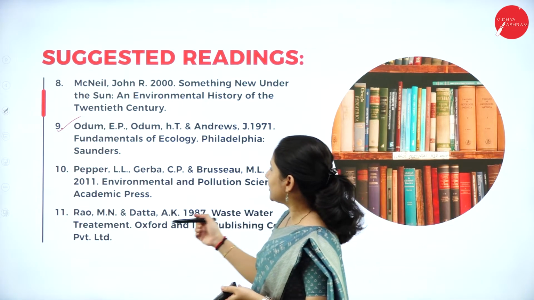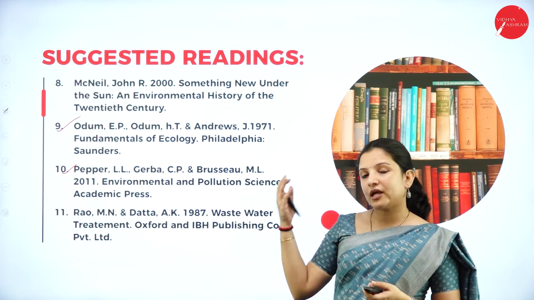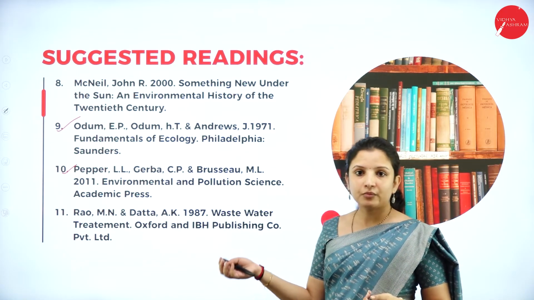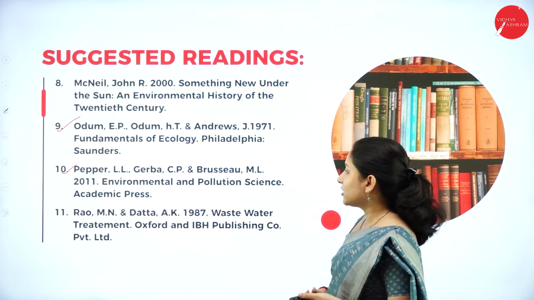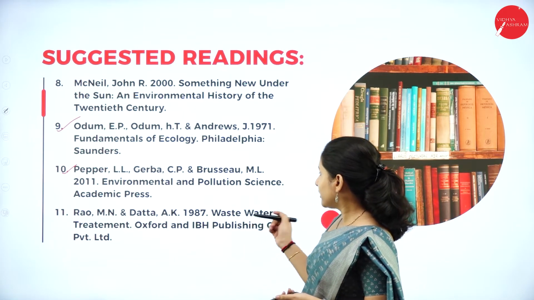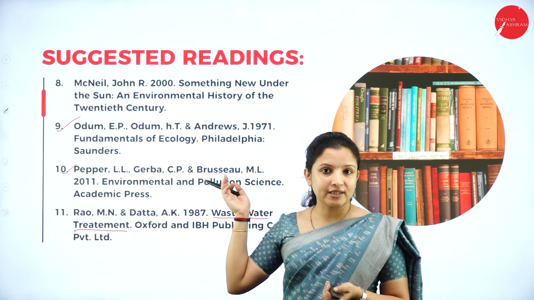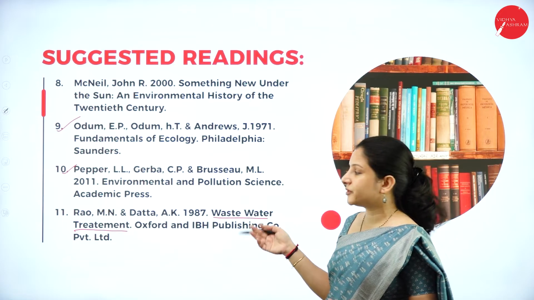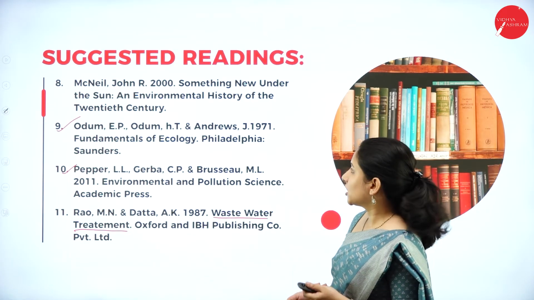So for environmental and pollution science, you had a topic wherein you had to study about air pollution, water pollution, chemical pollution, noise pollution. For that you can refer to this particular book from Academic Press. And also about wastewater treatment. If you remember, management of solid waste, there was a topic in the syllabus. So maybe you will get some information about that from this particular book.